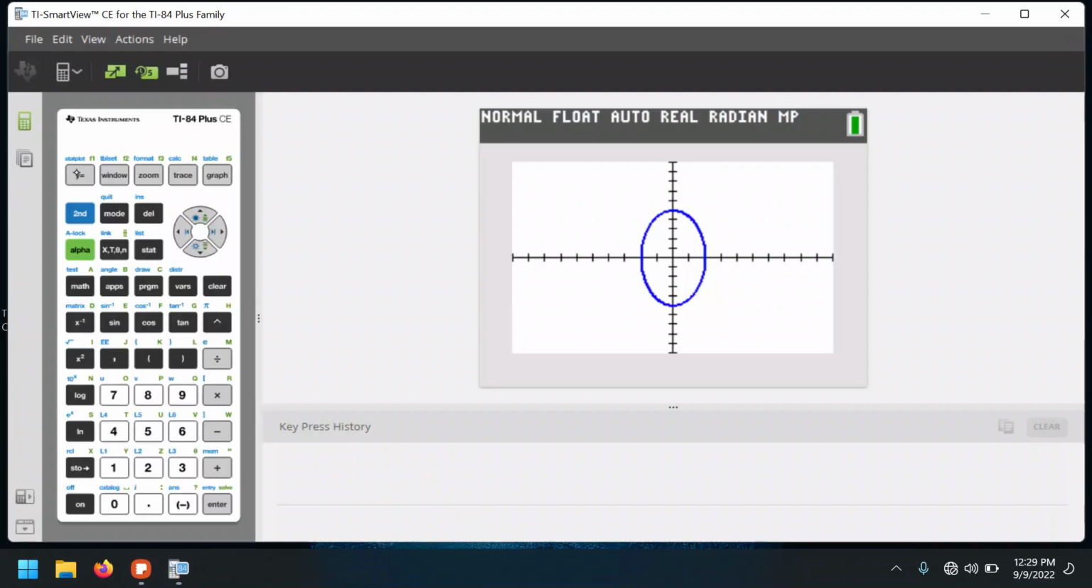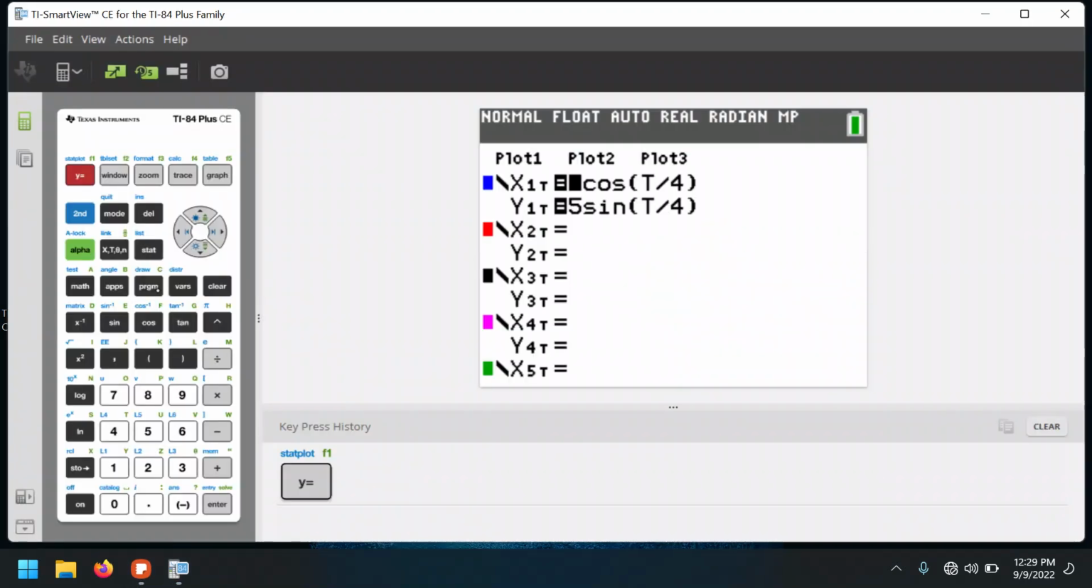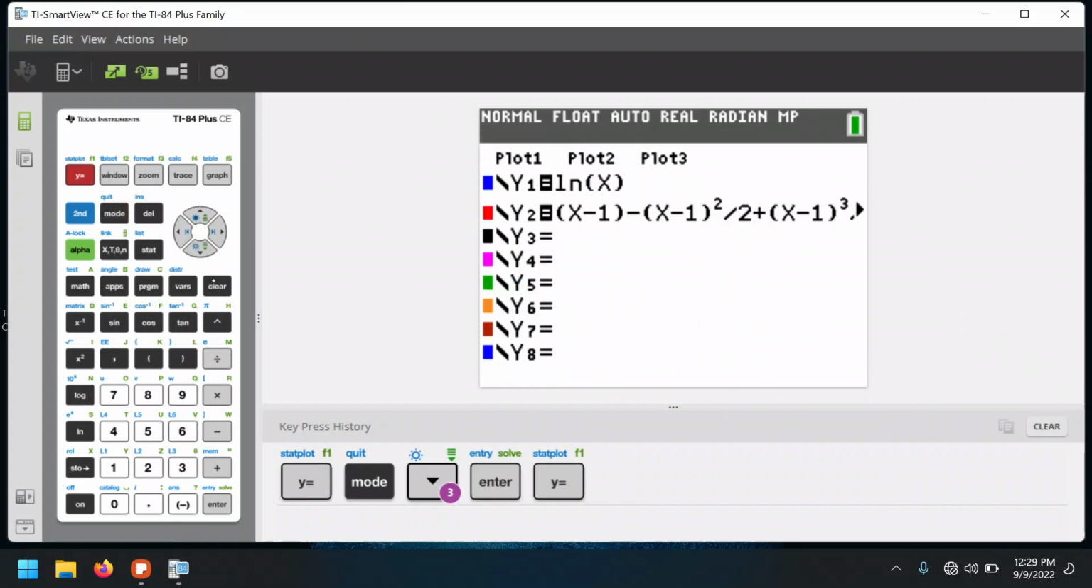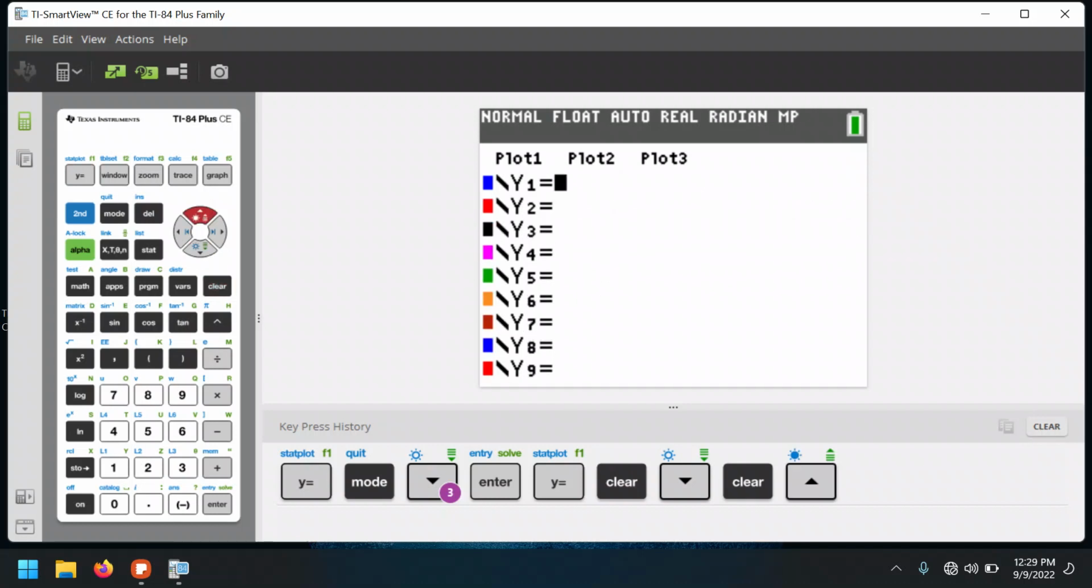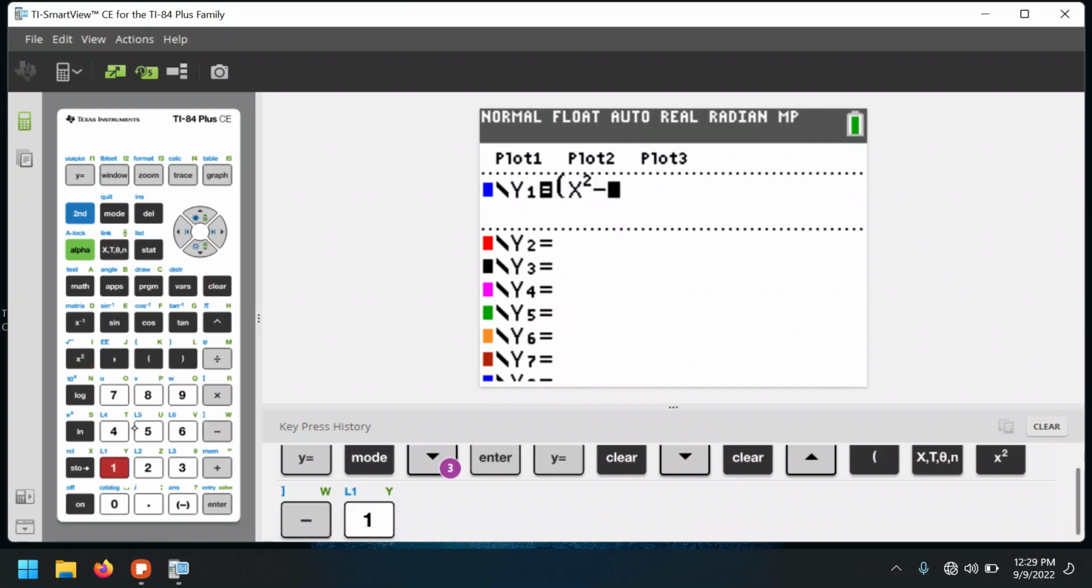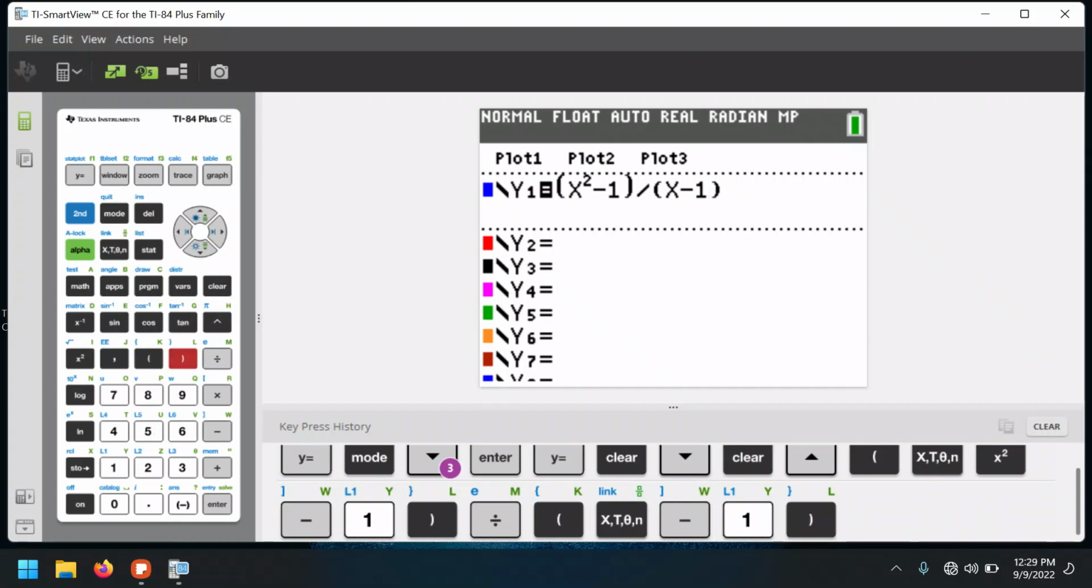Okay, so I'm gonna go y. Oh no, I'm in parametric mode. Enter. Y. Clear. Okay, so what did we have? Open parentheses, x squared minus 1, close parentheses, divide by, open, x minus 1. Okay, so let's graph this weird function. x squared minus 1 over x minus 1.